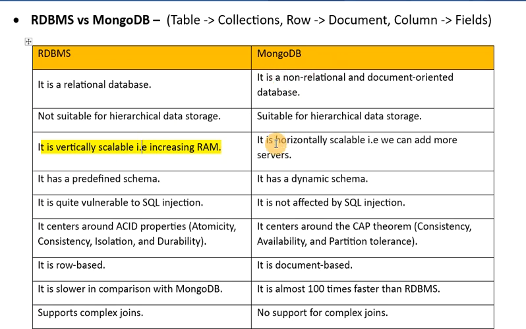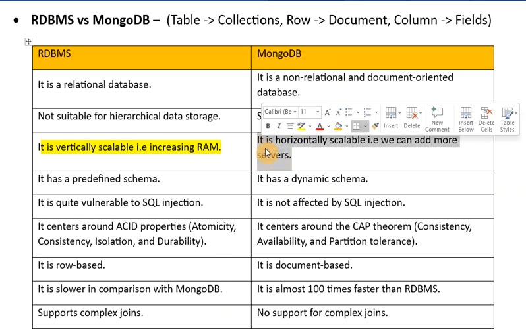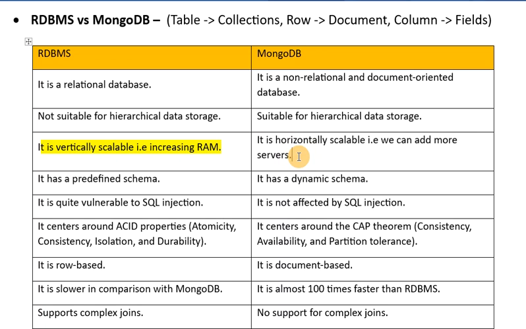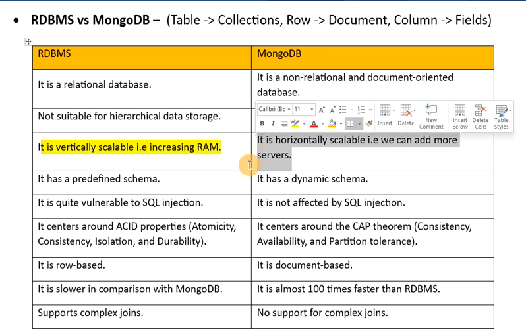But in case of MongoDB, it is not like that. Here, we are not going to increase the RAM. Instead of that, we can have parallel servers. We can have more than one server. They will communicate with each other together. So that is why it is called horizontally scalable. Here we are not going to increase the RAM, but we are going to increase the number of servers.